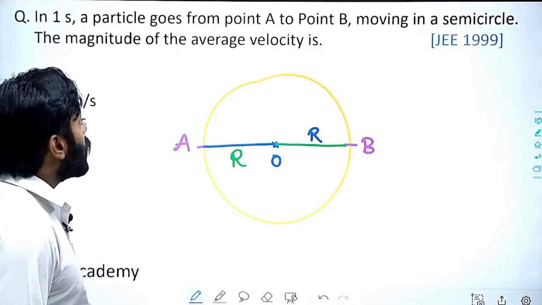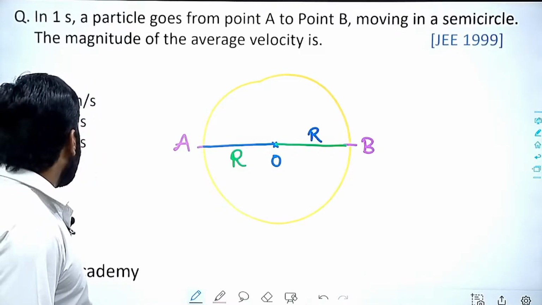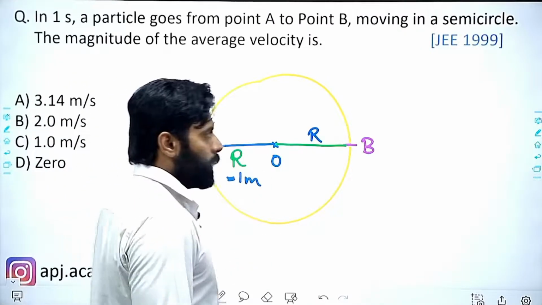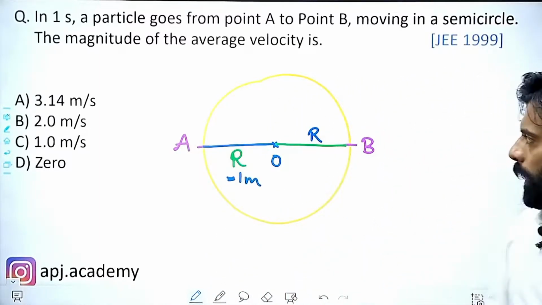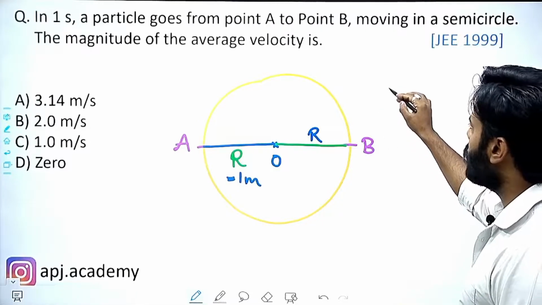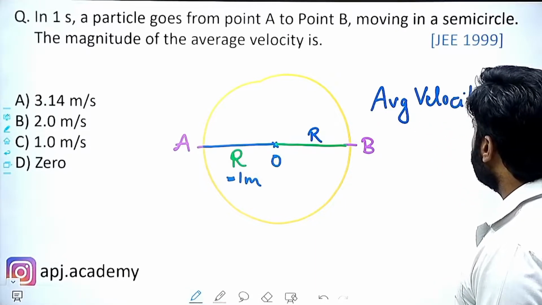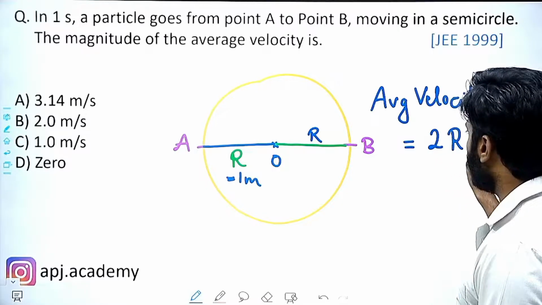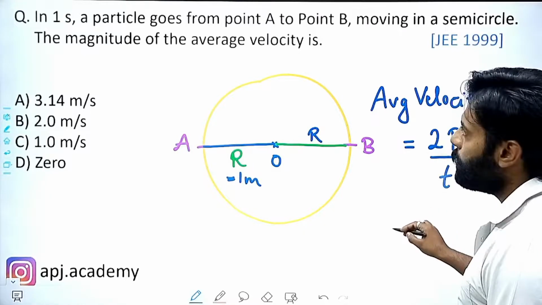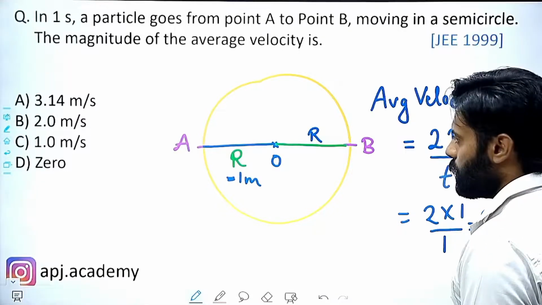So in 1 second, a particle goes from point A to B, moving in a semicircle. So I think we take radius as 1 meter. Let's see if we get the answer. So for average velocity, we have to find the total displacement upon total time, right? So average velocity is equal to total displacement. Total displacement is 2r divided by time. Time is already given to us. So 2 divided by 1. So 2 meter per second. Yes, this is coming.